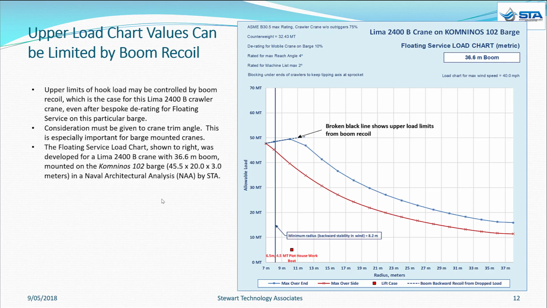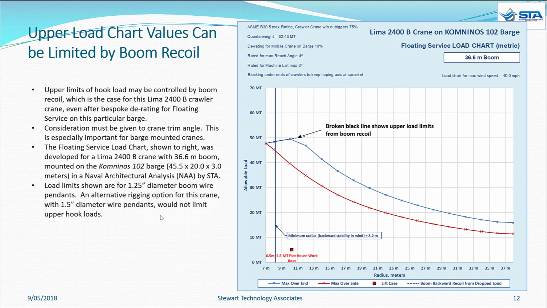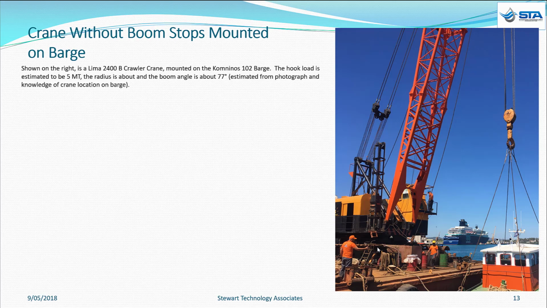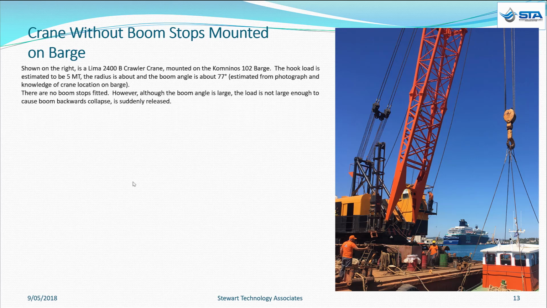Consideration of the trim angle, floating load service charts on the Comninos barge, 1.25 inch wires for the boom, and the particular load case that's shown down here is described in the next slide. It's a very small load, very close to the end of the barge, short radius, high boom angle, but note the crane doesn't have boom stops. The boom stops should be in this area. There are no boom stops.